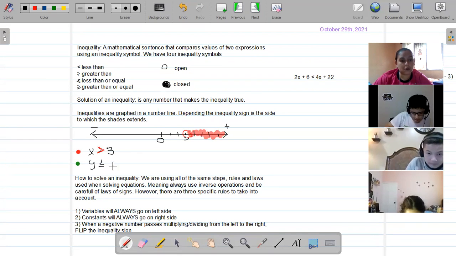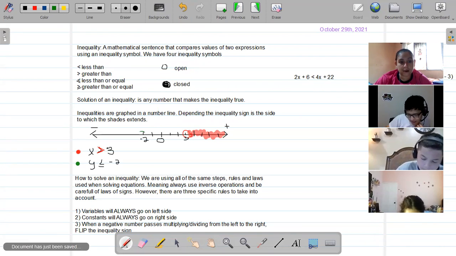Y is less than or equal to -2. So this is -1 and this is -2. Now, we're going to graph it in green. But as you can see, this is less than or equal, meaning that it is closed. So we're going to graph it with the closed or painted circle. So we're going to paint on the inside of the circle.